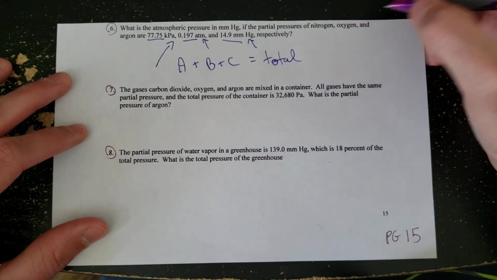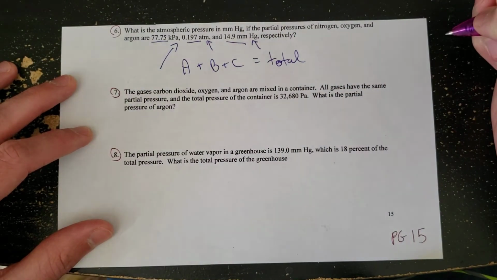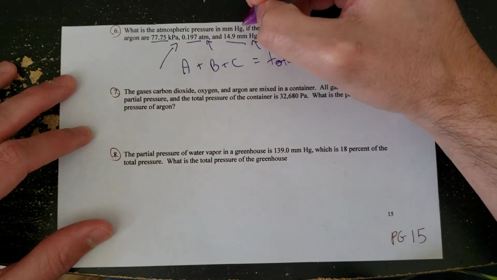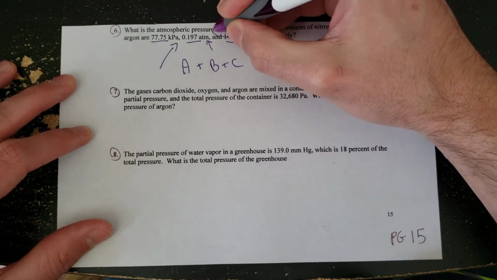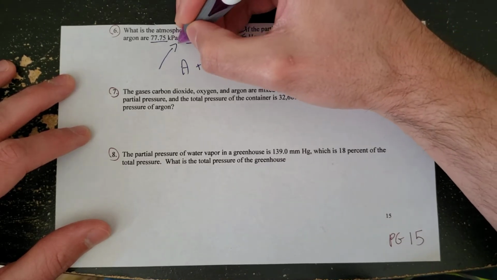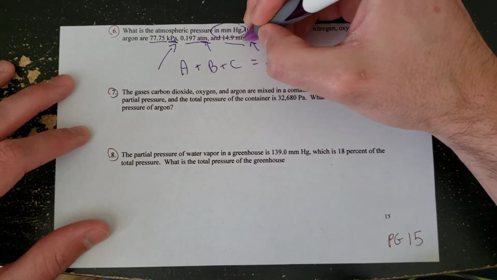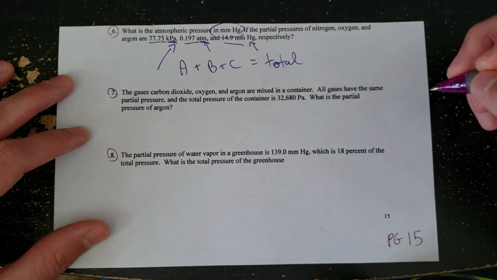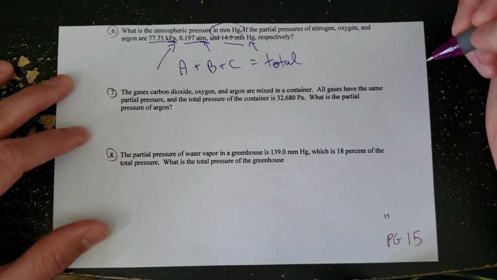The nice thing here is in many cases it wouldn't matter, but in this one it says in millimeters of mercury. So you're going to convert this one and this one, but this one you're fine, it's already in millimeters of mercury. So that just means you have to do 3 conversions before you add them together.